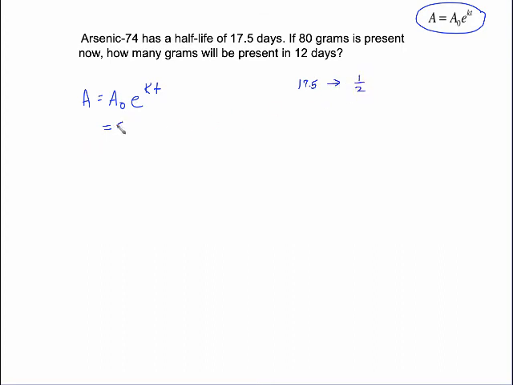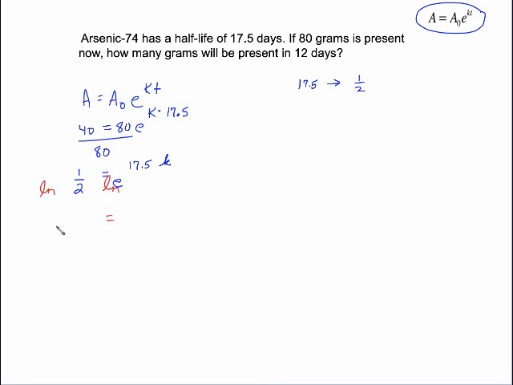So we are starting with 80 grams, e to the k, which I don't know yet what the k value is for arsenic, times t, which is 17.5. And what goes over here for A is 40, because after 17.5 days go by, half of this sample is left, which would be 40. And to solve this, we've got to get the exponential part isolated, divide both sides by 80, gives me 1/2 equals e to the 17.5k, and then I have to solve this by taking the natural log of both sides.